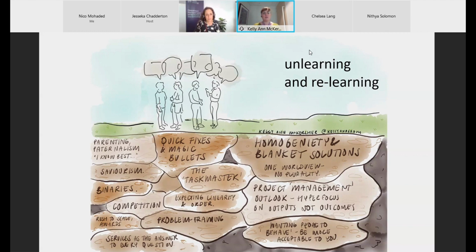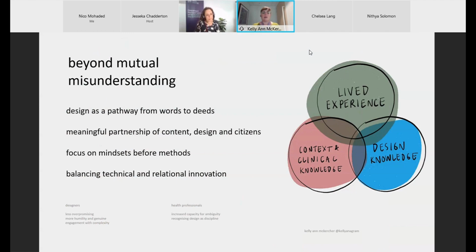So on our final slide here, I've been thinking a bit, and I'm not all the way there, and there's lots more to do, is what is beyond mutual misunderstanding? I think that design as strategy, as doing, can create a pathway to move our organizations from words such as innovative models or patient-centered models into deeds and into meaningful relationships.